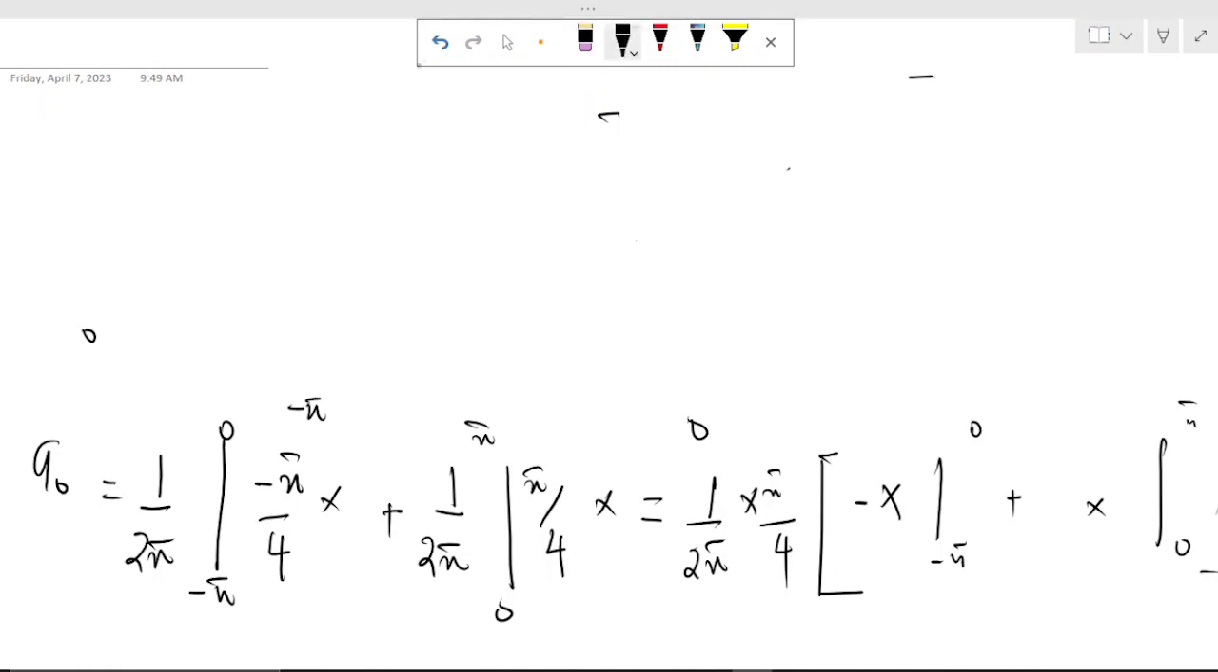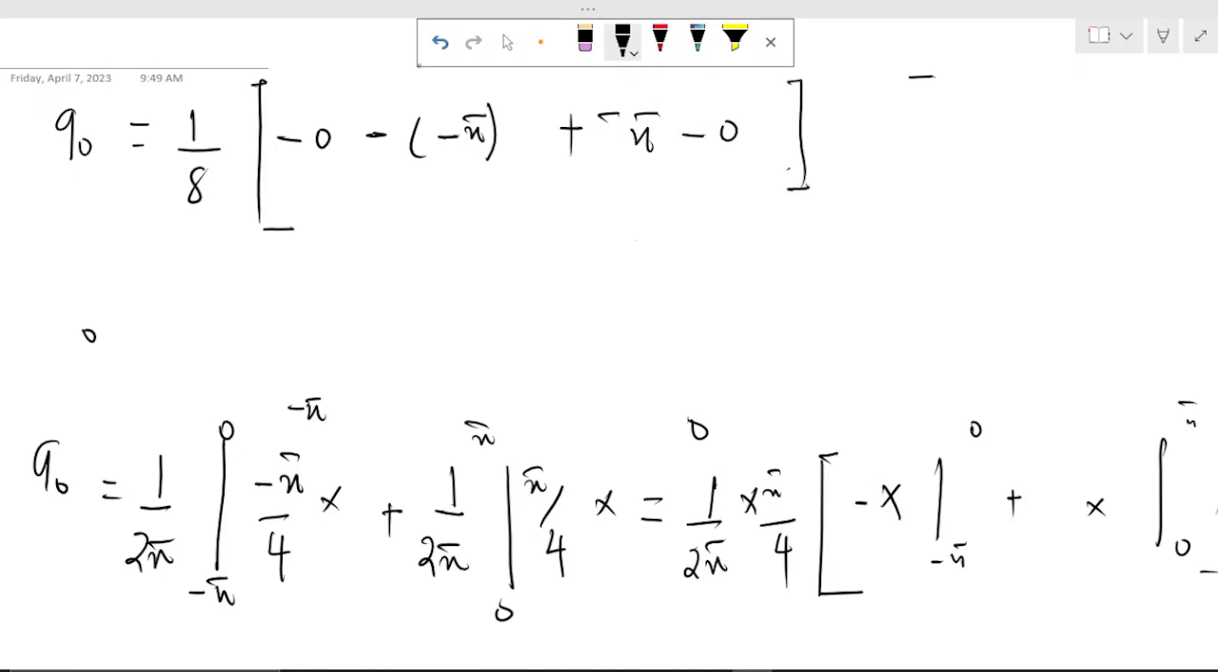So moving forward, we should have a naught equal to pi cancels the pi here, so you're left with 1 over 8. So our minus x is from 0 to minus pi. Sorry, minus pi to 0. So we should have this minus 0 minus into minus pi. I hope that's clear. Plus pi minus 0. So let's see what this gives us.